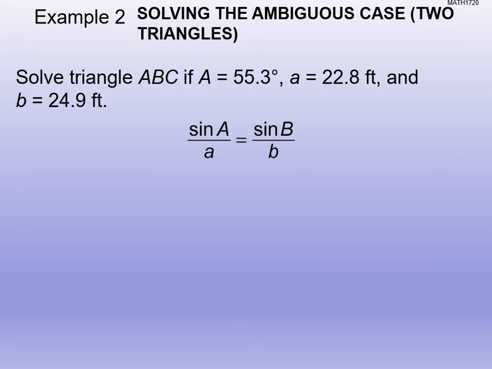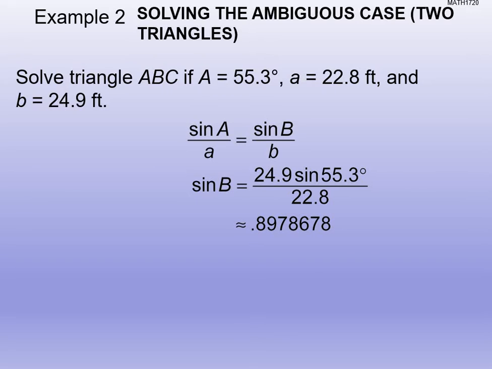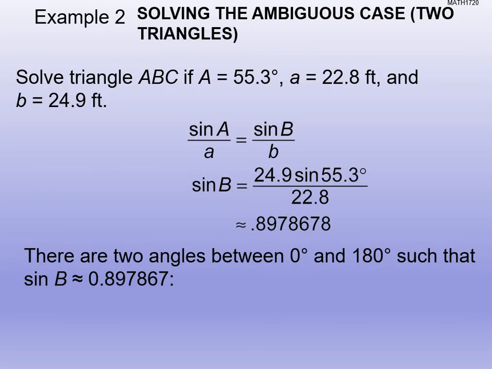Once again, we're solving for angle B. We need to see if angle B is technically the correct measurement. We substitute in our given values, and we find that sine of B is equal to 24.9 sine of 55.3 divided by 22.8. That gives us 0.897. That's in the realm of an acceptable answer. It's between 0 and 1 for what the sine of B is going to be.